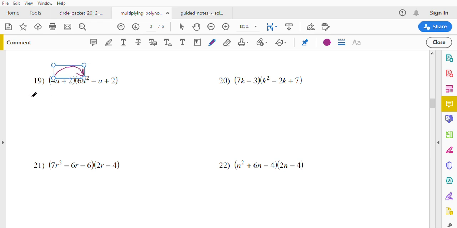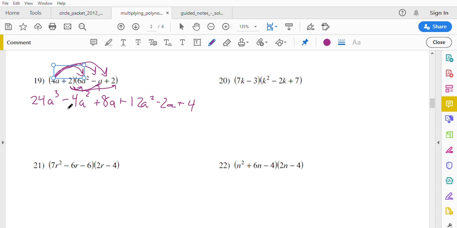Well, 4 times 6 is 24, and I have 1, 2, 3 a's, okay? 4a times negative a will be, well, negative 4, and I have 1 a here and 2 a's here. So 1, 2, good. And the last one, I do 4a times 2, that will be 4 times 2 is 8, and I just have the 1 a over here. Now I got to do 2. 2 times 6a squared, well, 2 times 6 is 12, and I just have the 2 a's over here. 2 times negative a is going to be negative 2a, no big deal there, and 2 times 2 is 4.